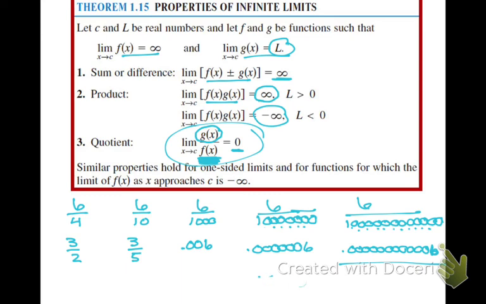So anytime you have a constant numerator and a changing denominator going to infinity or negative infinity, it's going to end up being 0 eventually. Because negative 0 is still what? 0. Am I good?